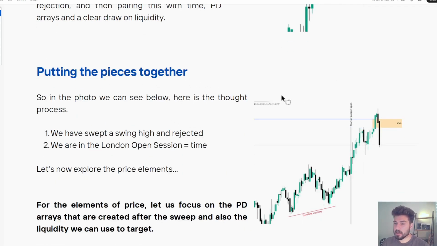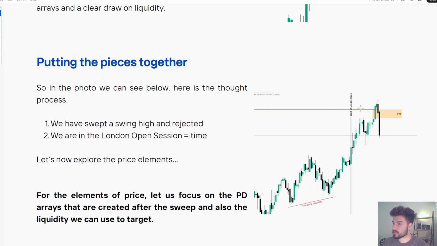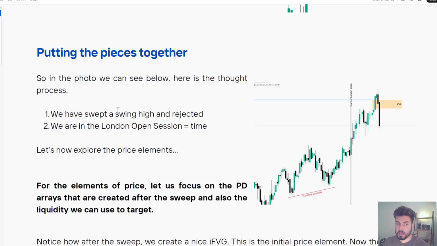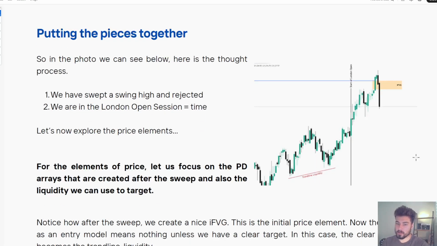Now, putting the pieces together, this is the same image here. This is the same sweep of the buy side liquidity. Number one, we've swept a swing high and we've rejected. Beautiful. Number two, we are in the London Open session. That's the time element. Now let's explore the price elements that extend onto that.